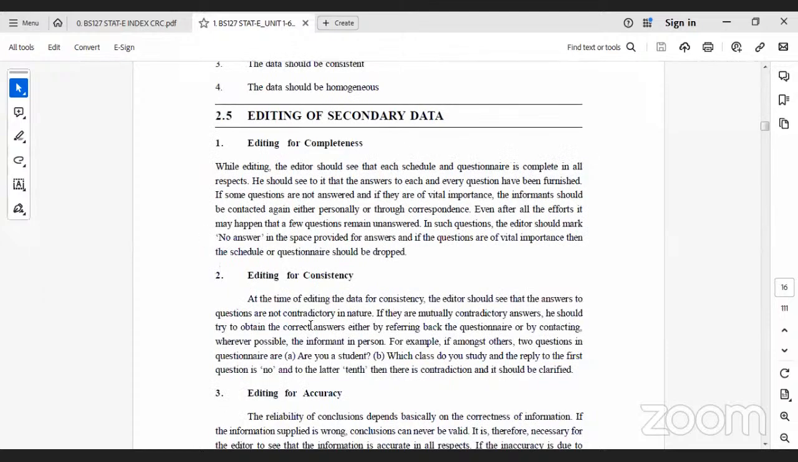Editing of secondary data. Editing for completeness. While editing, the editor should see that all the scheduled questionnaires are complete.